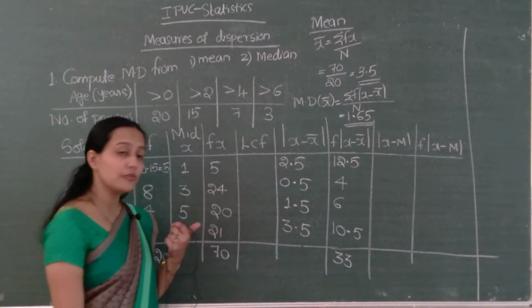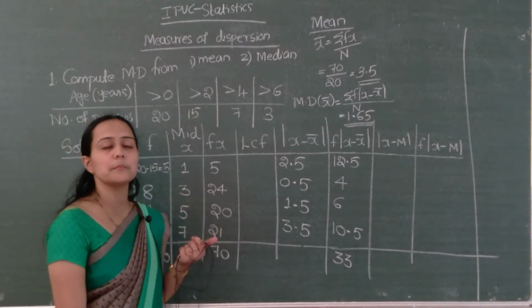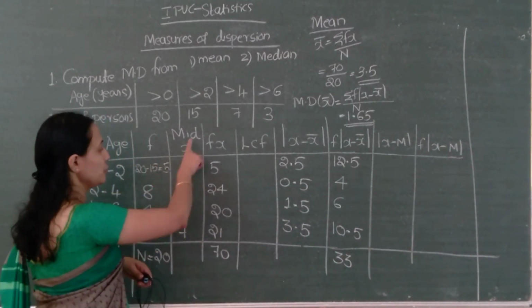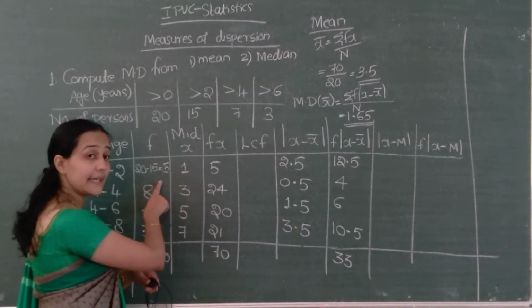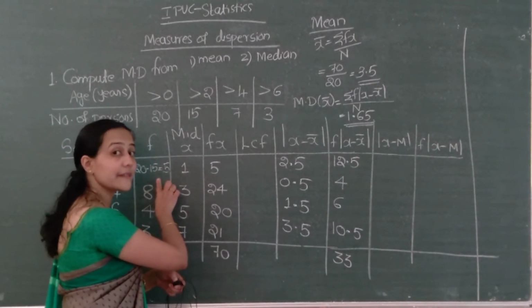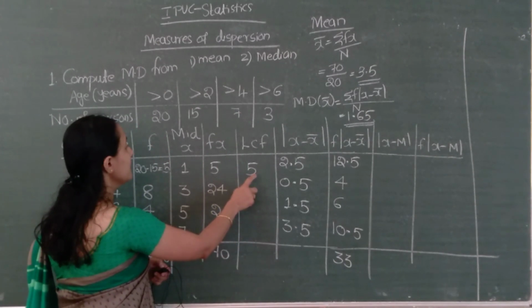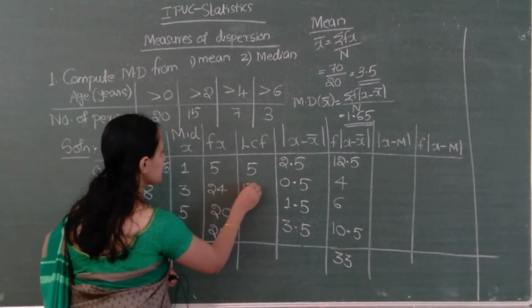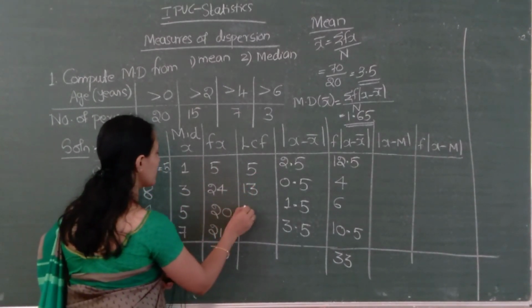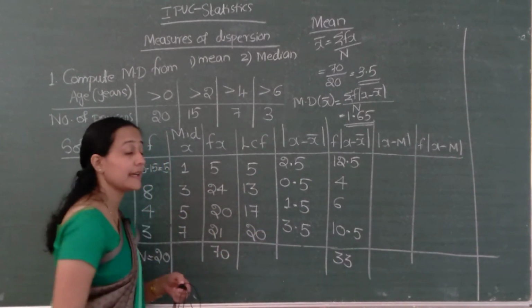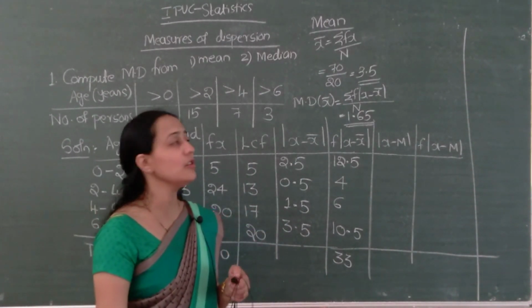So, to find median, first we have to compute less than cumulative frequencies. First frequency, don't take this and all, again we have to go for frequencies itself. First frequency 5 itself. Next 5 plus 8, 13, 13 plus 4, 17, 17 plus 3, 20. Correct? This is less than cumulative frequency.